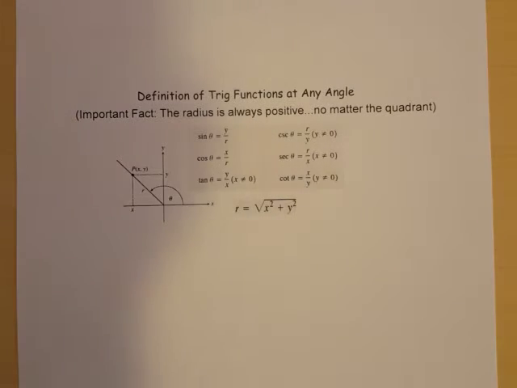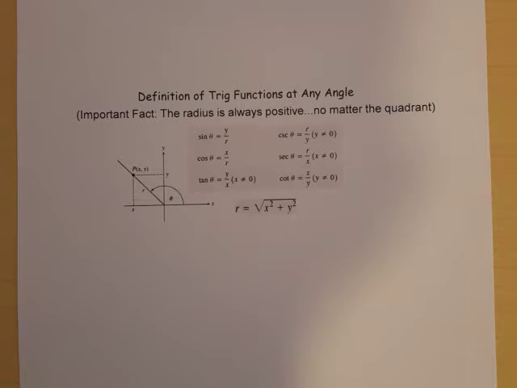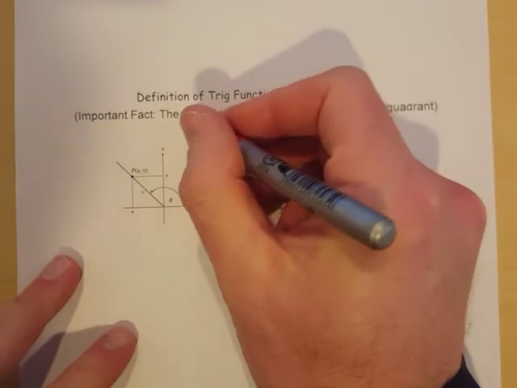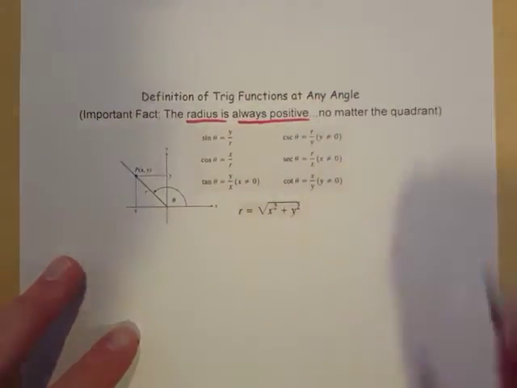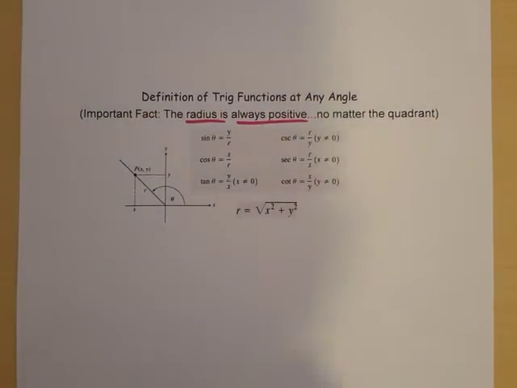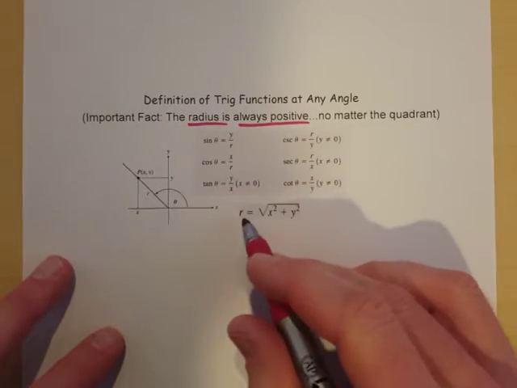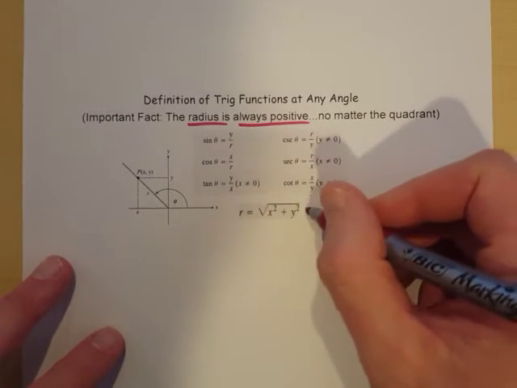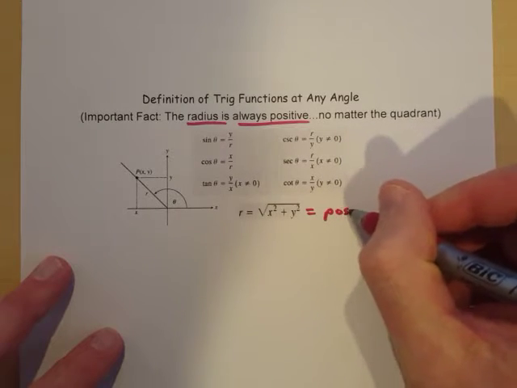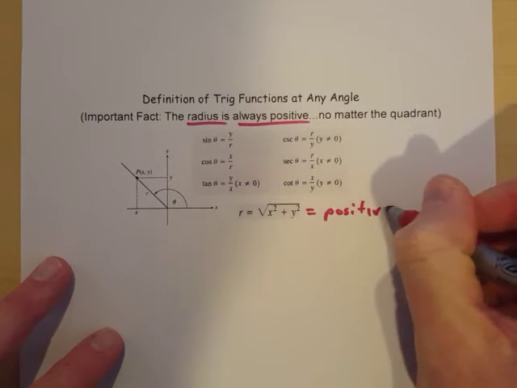But there are going to be the possibilities of negative values for the sides of the triangles, except for one of them. The radius, or the hypotenuse, is always positive. So when you see this little formula down here, this is just using the Pythagorean theorem, and what will happen is that this will always come out with a positive number.